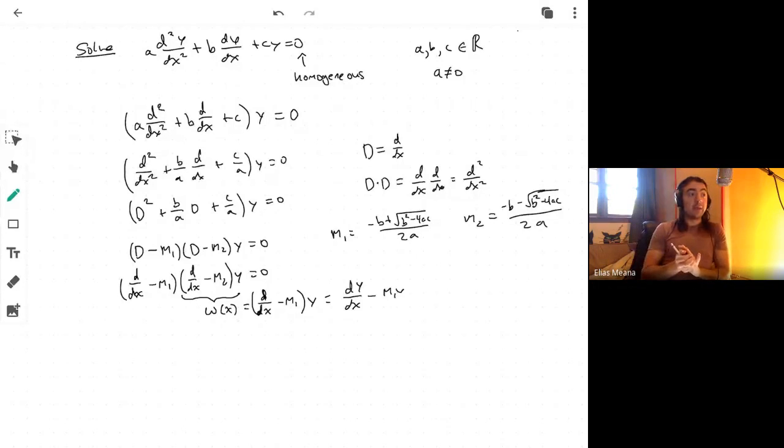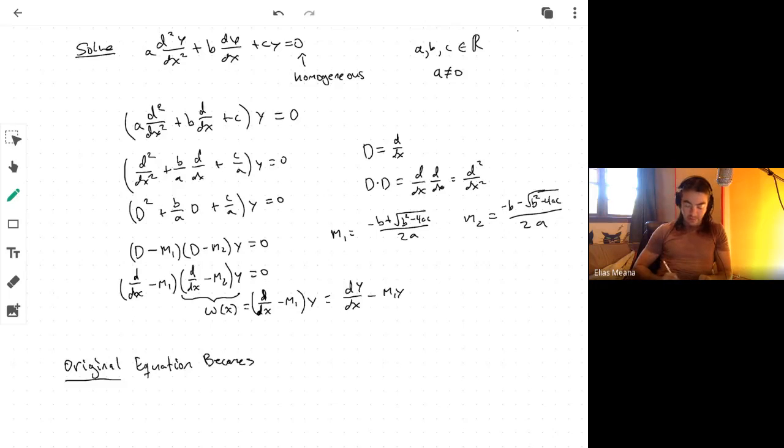All right, and so what we then get is our original differential equation. Now simply by dividing through by a and doing this renaming, the same differential equation becomes d by dx minus m1 of omega equals 0, which we can expand now. This is d omega dx minus m1 omega equals 0.